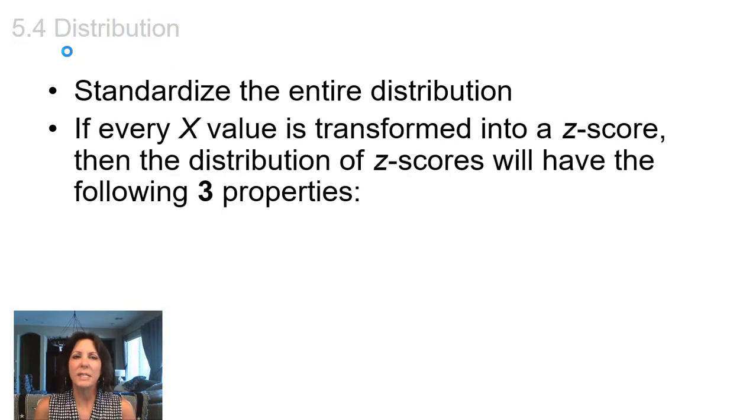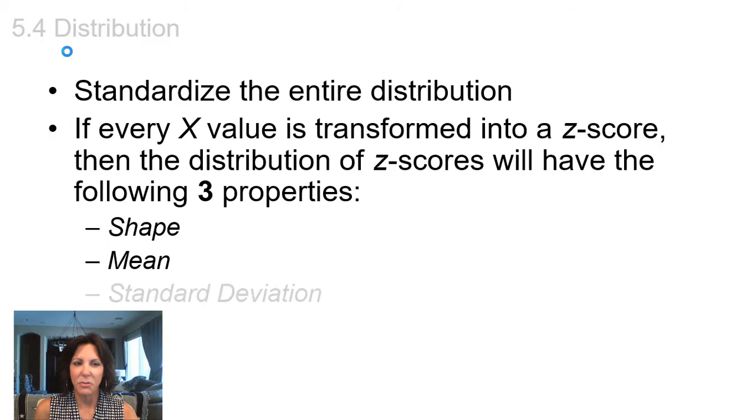When we standardize the entire distribution, we take every x value that is possible and we transform it into a z-score. And when we do this, the distribution has three different properties. It has a certain shape, it has a certain mean, and it has a certain standard deviation. So let's talk about each of these.